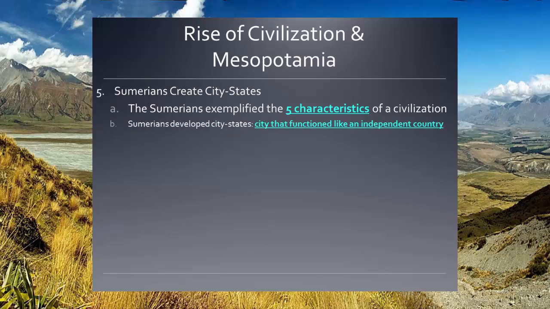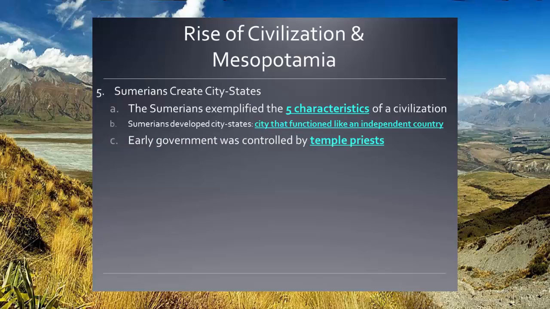The Sumerians were a group of people that had developed city-states, which are cities that functioned like independent countries, but were as small as cities. They were independent from other cities around them. They would have their own leaders, their own set of rules and laws. They would be independent cities from one another, even though these cities might be somewhat near each other.